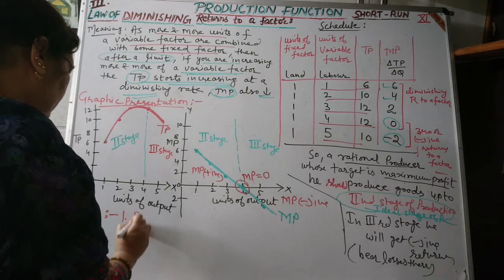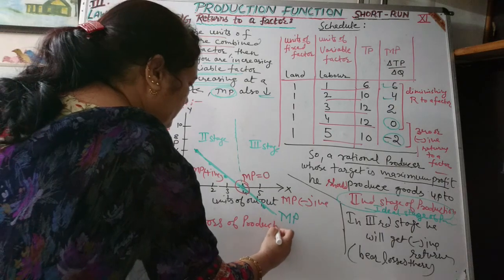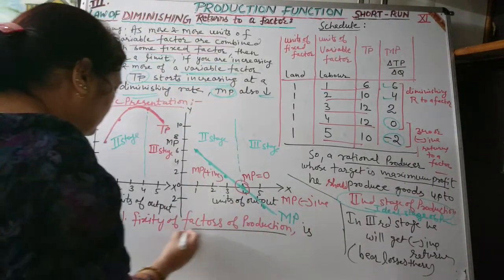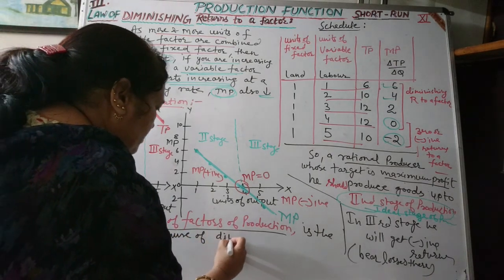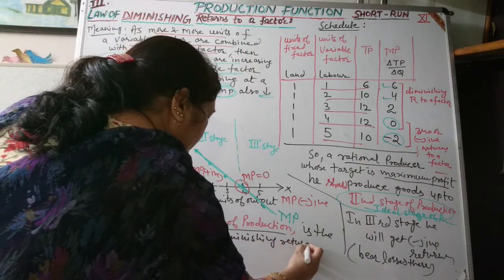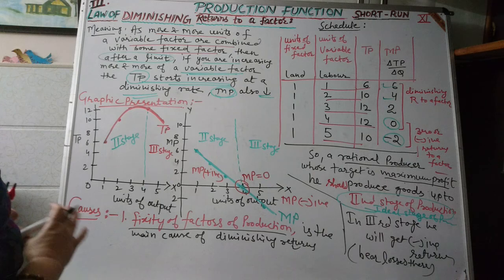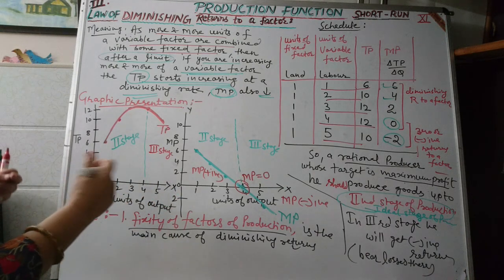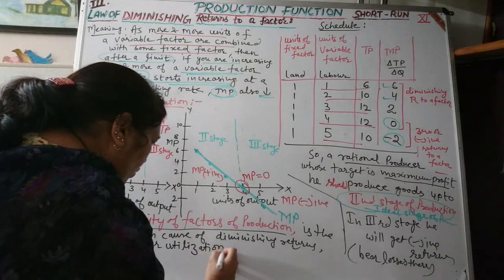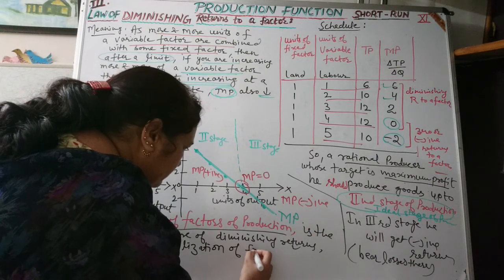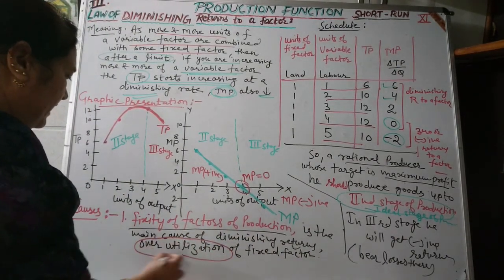And now let us see which are the causes of operation of diminishing returns to a factor. Number 1, fixity of factors of production. This is the main cause of diminishing returns, because the fixed factor such as machine is fixed, and there will be overutilization of the fixed factor.